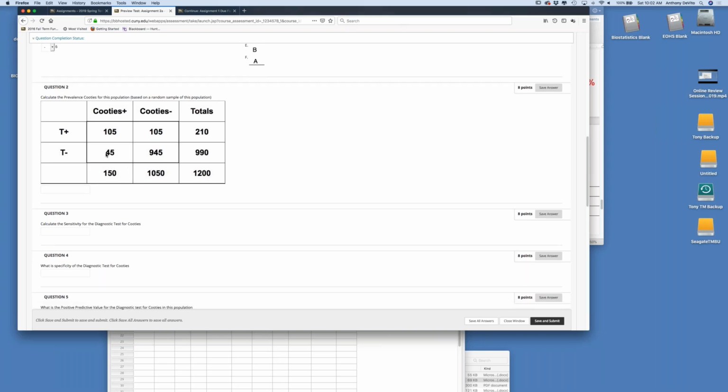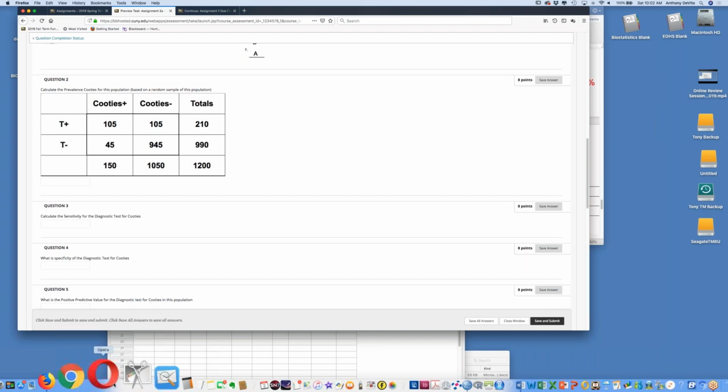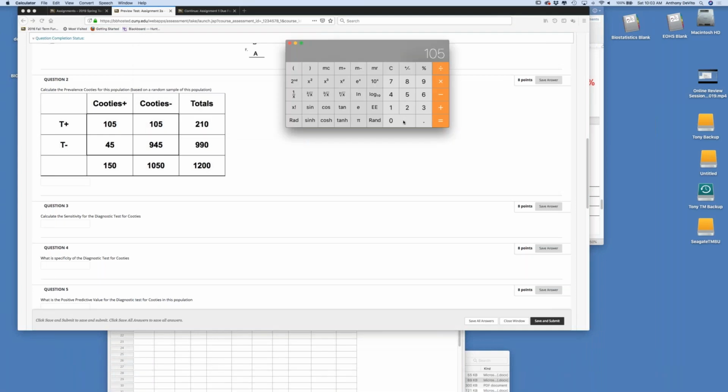However, we have 45 people that tested negative even though they had the disease, right? So that would be a false negative, because they tested negative, but they have the disease. On the other hand, there were 1,050 people who don't have the disease, and the test got it right 945 times out of those 1,050 people. I'm going to pull up my calculator so we can look at the number. So 945 out of 1,050. So it got it right 90% of the time.